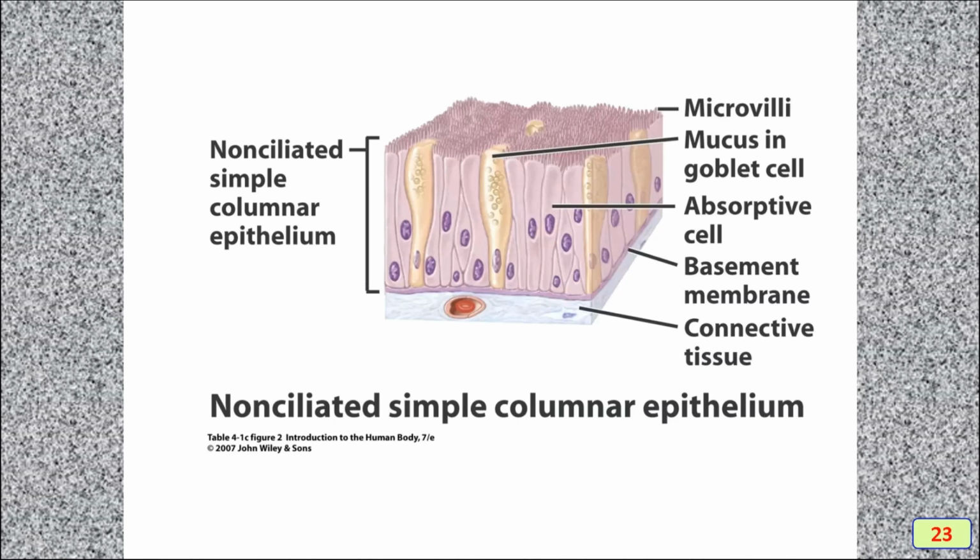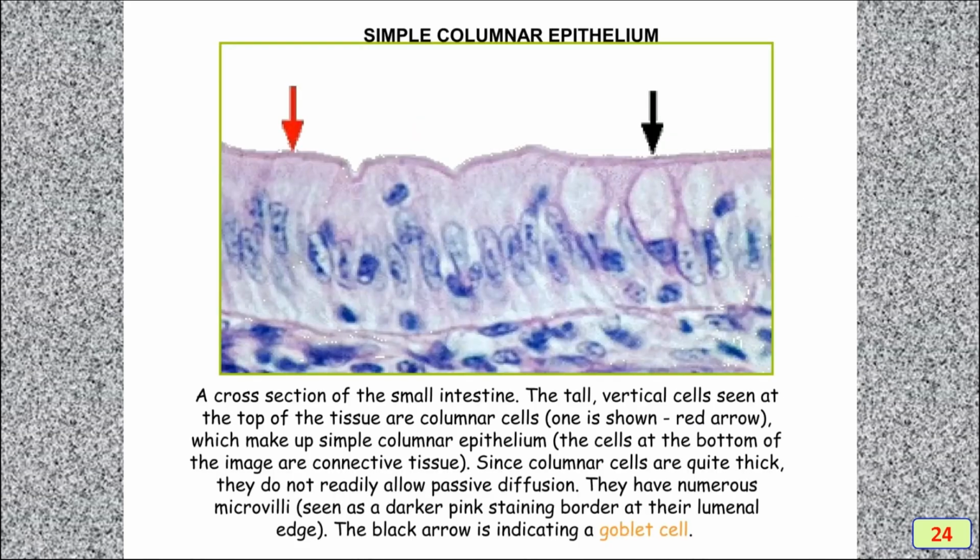Non-ciliated simple columnar cells are also there, which contain microvilli and mucous goblet cells. Then the third is the absorptive cell, in living mammals and human beings, in the intestine. Then see, these are the simple columnar epithelial cells. This is the cross section of the small intestine.